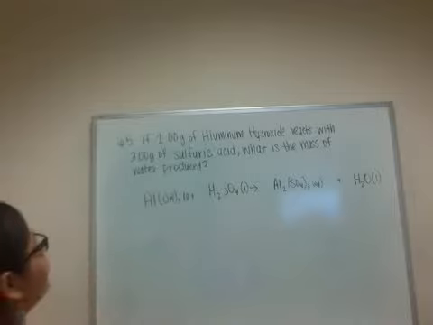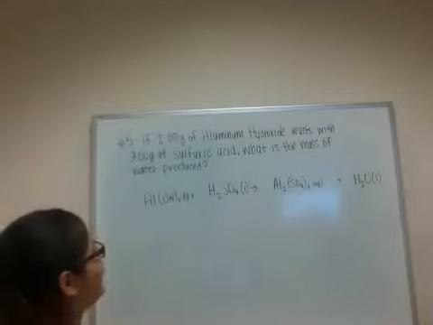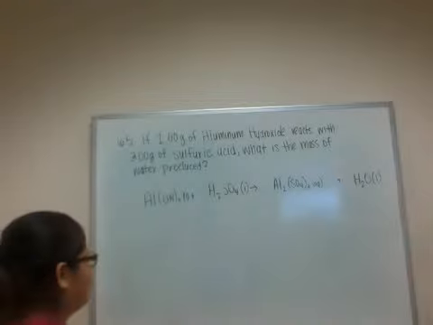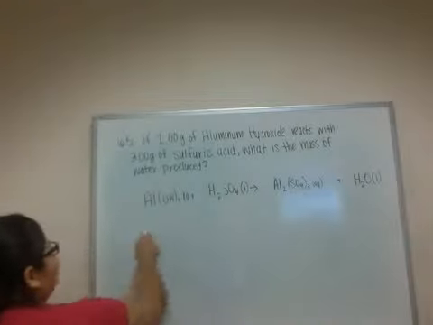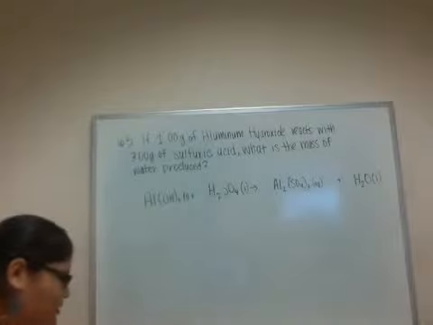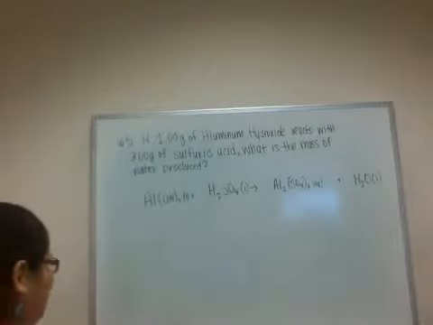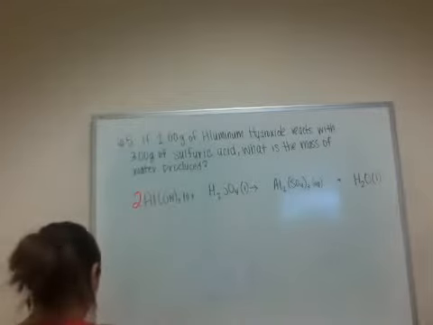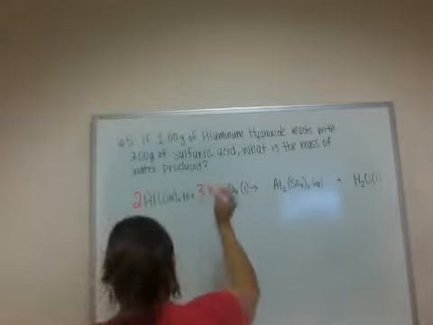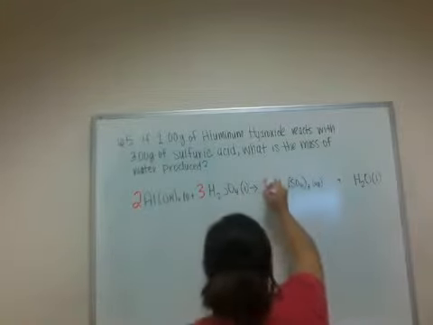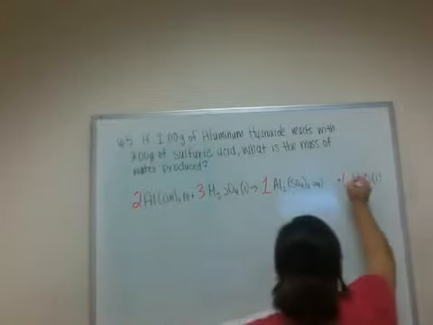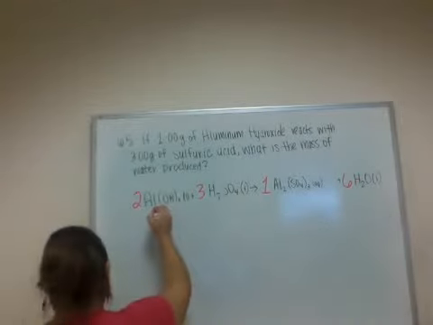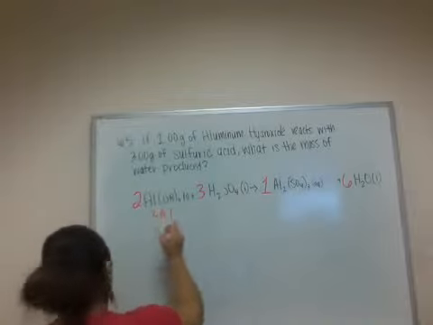The question reads, if 1 gram of aluminum hydroxide reacts with 3 grams of sulfuric acid, what is the mass of water produced? Here is our equation, and we are going to start by balancing the equation, because this equation is not balanced. In order to do that, you will have to have 2 and 3, and this will say 1 and 6.